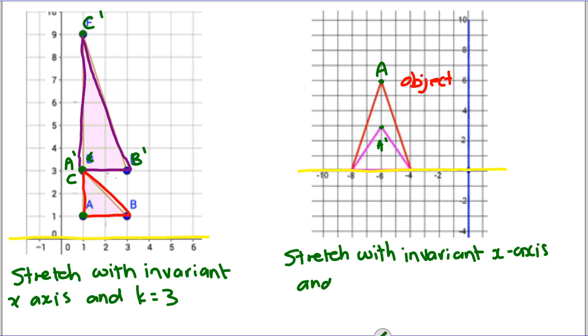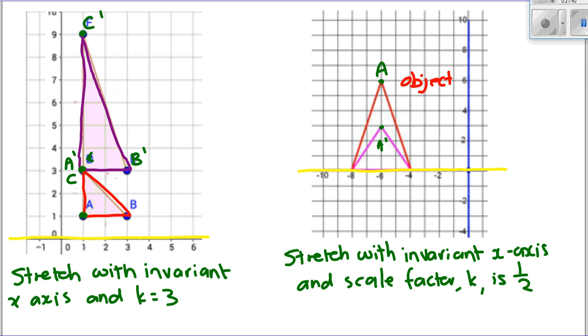And scale factor, if you get what K is, I'm going to write it down. Scale factor K is 1/2. Okay, so thank you very much, and that's the end of this lesson on transformations and stretches. Thank you.